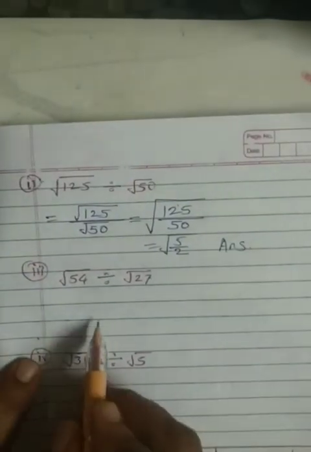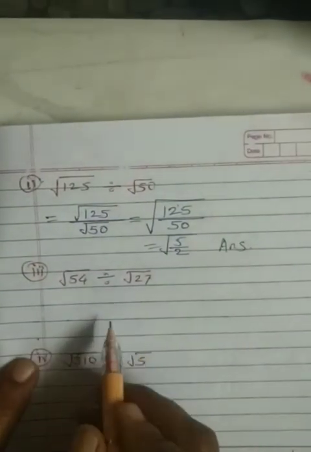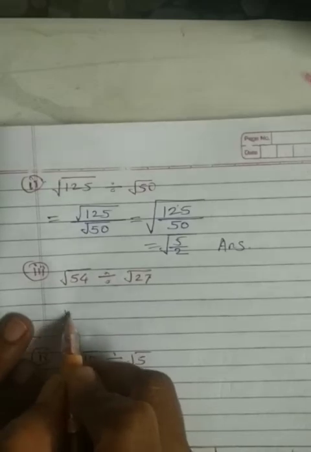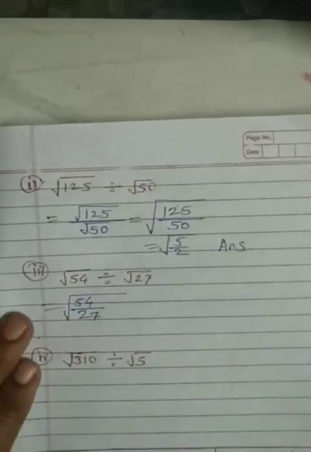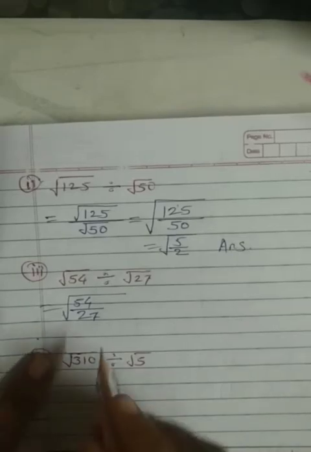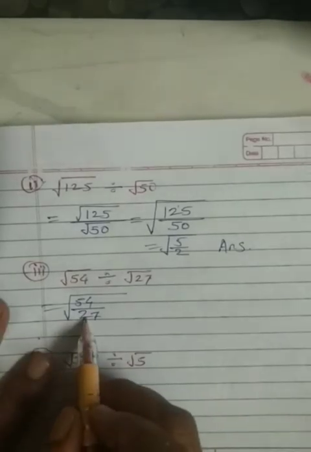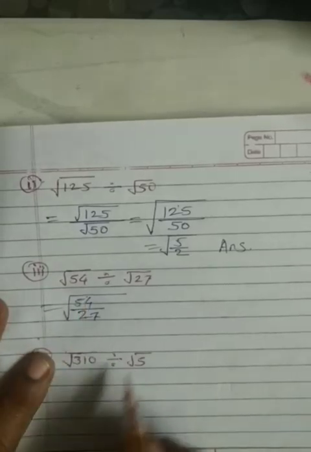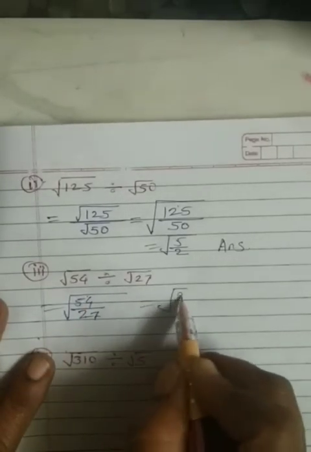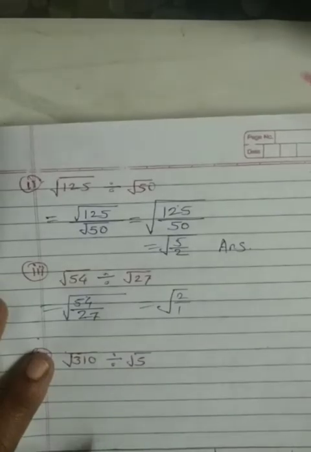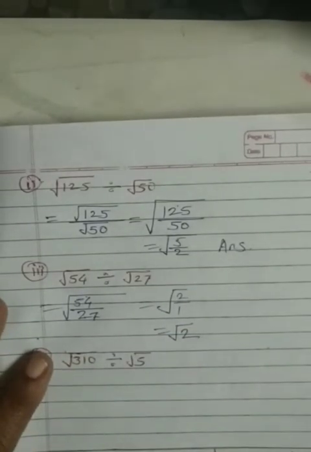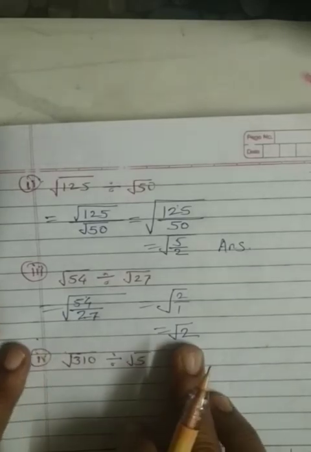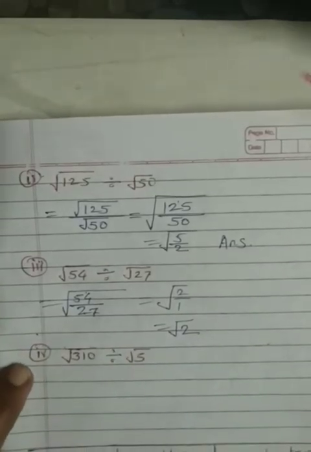Next one, root 54 divided by root 27. Directly we can write it as root 54 divided by 27. 27 ones are 27 and 27 twos are 54. Means here we obtain root 2 upon 1, by simplifying simply root 2. Already there is a denominator 1, though we can't write.